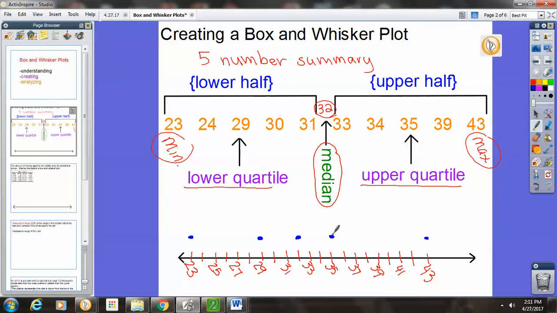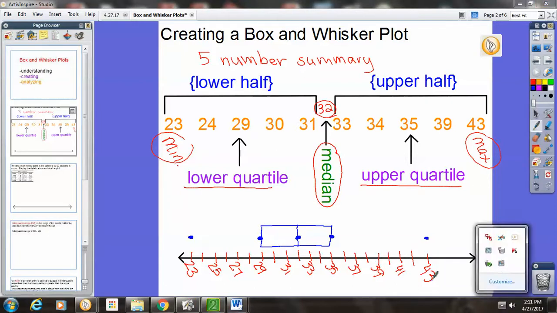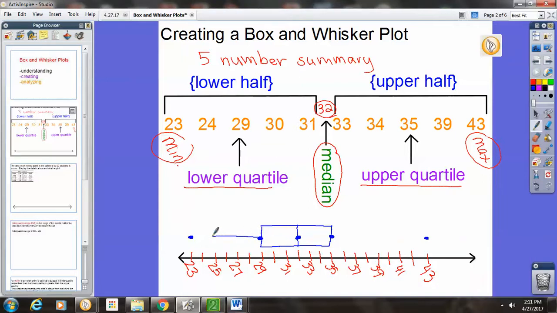We want those 5 dots plotted on our graph because that's going to help us to create this box and whisker. The 3 middle dots are going to form a box. So draw a box. That dot that's in the middle, that's our median. And then we're going to draw out the whiskers on our box and whisker. And that's it. That's our box and whisker plot.